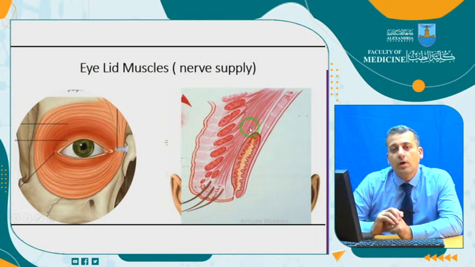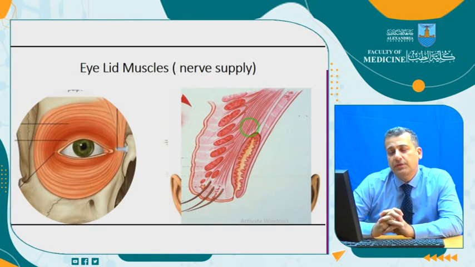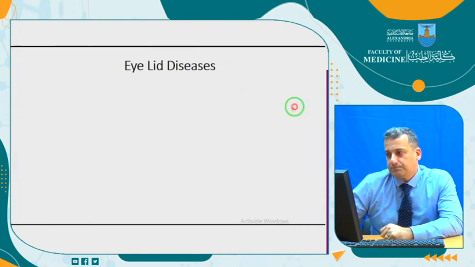So if you are going to talk about muscles closing the eyelid, it is the orbicularis oculi muscle. Muscles opening the eyelid are the levator palpebrae superioris, the frontalis muscle, and the Muller muscle.